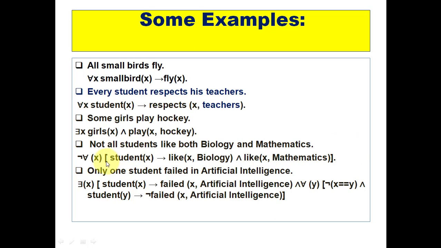Okay. So just for example, not all students like both biology and mathematics. So not all, it is happening for none. So I am using negation here. Negation for all x, student x implies likes x biology, conjunction likes x mathematics. This you have to observe very sincerely, because why? See, for this one I am using negation. If negation is not there, this means those students who like biology also like mathematics. But this is not happening actually. That's why I am using negation here.